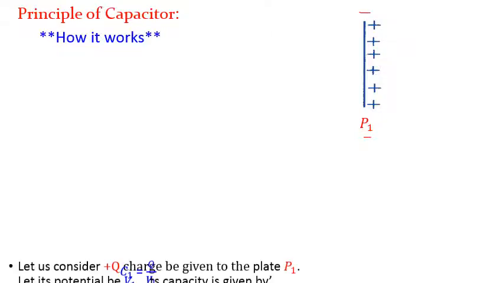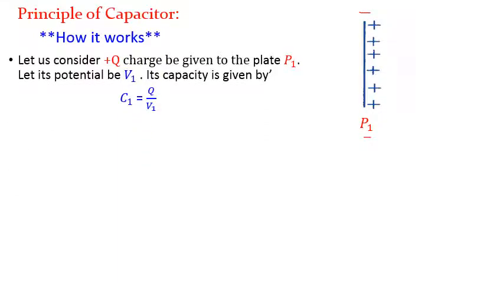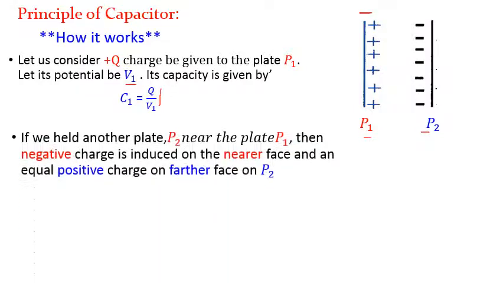Now let us see how actually it works. Once again we will consider the same plate P1 on which positive charges are deposited. These are Q. Due to this, V1 is the potential on plate P1 and the capacitance is given by Q upon V1. If we keep another plate P2 near to the plate P1, what will happen? Negative charges will be induced on the nearer face and positive charges will be induced on the farther face of P2.